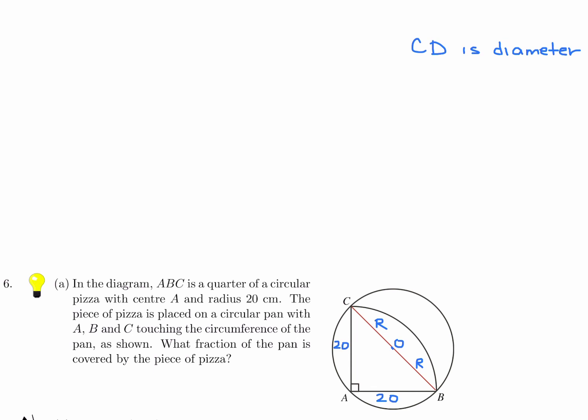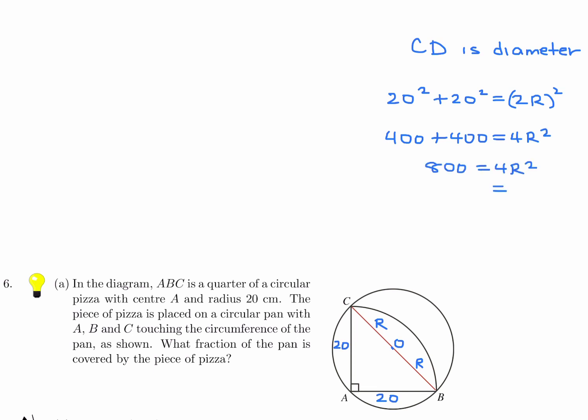First thing we need to do is figure out R. Well, we can do that easily with Pythagoras. 20 squared plus 20 squared is 2R squared. 400 plus 400 is 4R squared. So 800 is 4R squared, and therefore R squared is equal to 200, and therefore R is the root of 200. Okay? So now what do they want us to figure out?